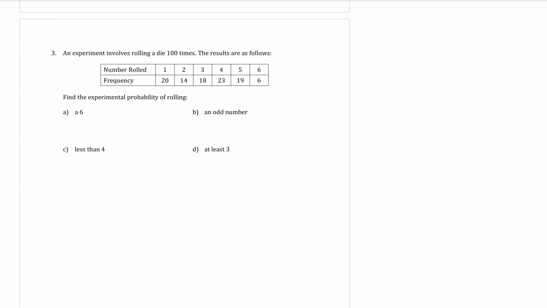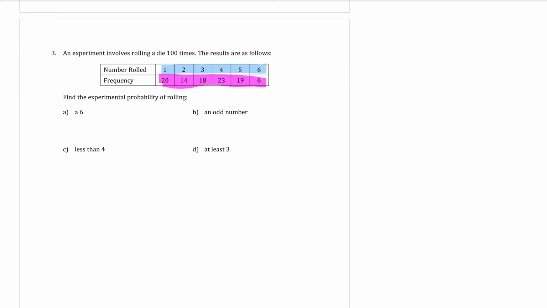So question 3, we're doing an experiment that involves rolling a dice 100 times, and the results are as follows. So when you roll a dice, you know that you can get the numbers 1, 2, 3, 4, 5, and 6. So that's the top numbers there on the top row of that table. They're your possible outcomes. The results that are underneath there are how many times you get each of those numbers. If you add them all up, what should you get? You shouldn't need to do it. 100. Okay, so we've rolled the dice 100 times, and out of 100 times, I got a 1 20 times.